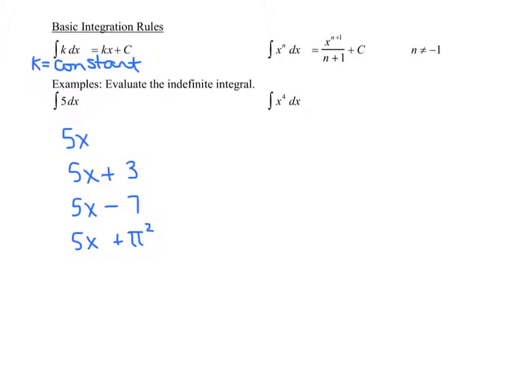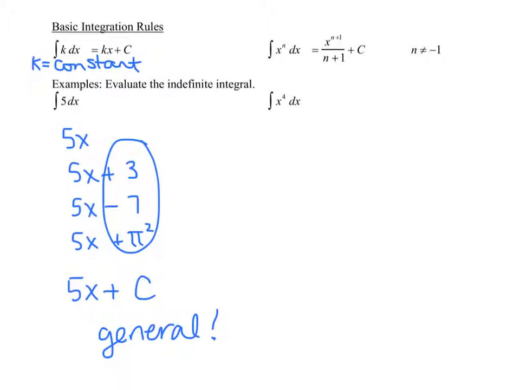Now, the way that we show that in fact we don't know what our constant is, we go ahead and say our answer is 5x plus c. This is considered general. Okay, we don't know what that c is, so in general it could be anything. The derivative of 5x plus any constant will give us back an answer of 5, which is why the integral of 5 dx is equal to 5x plus c. So 5x plus c is your answer.